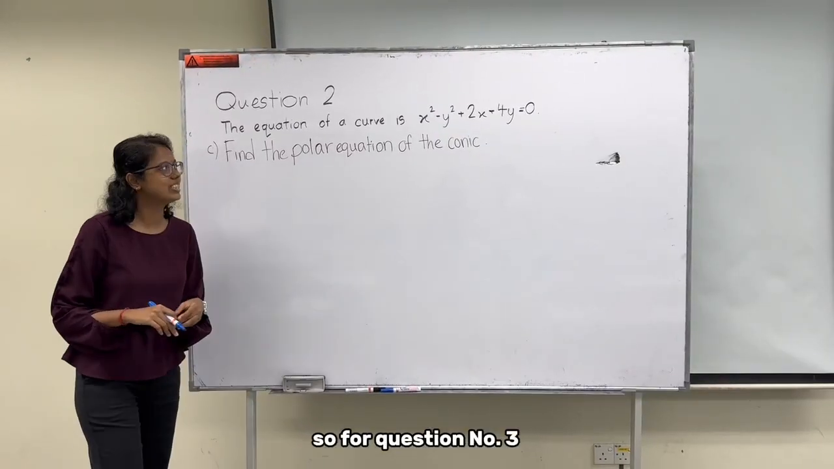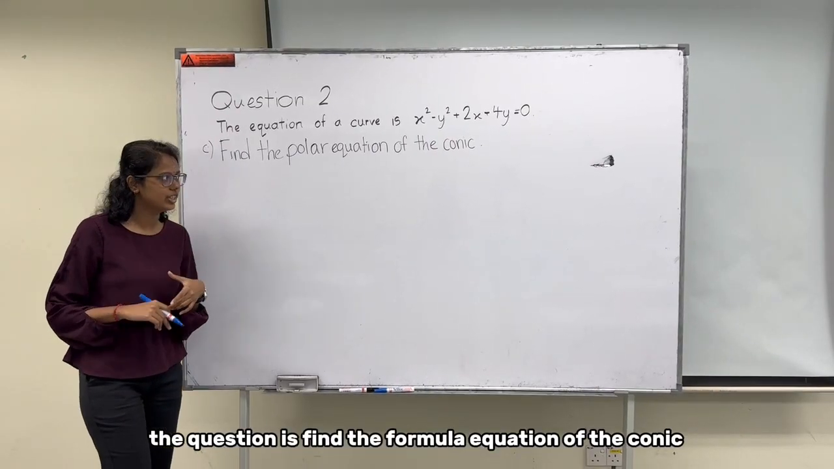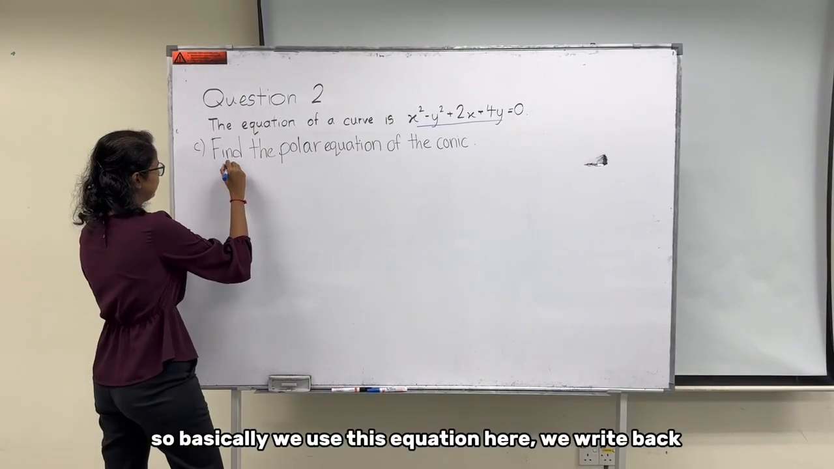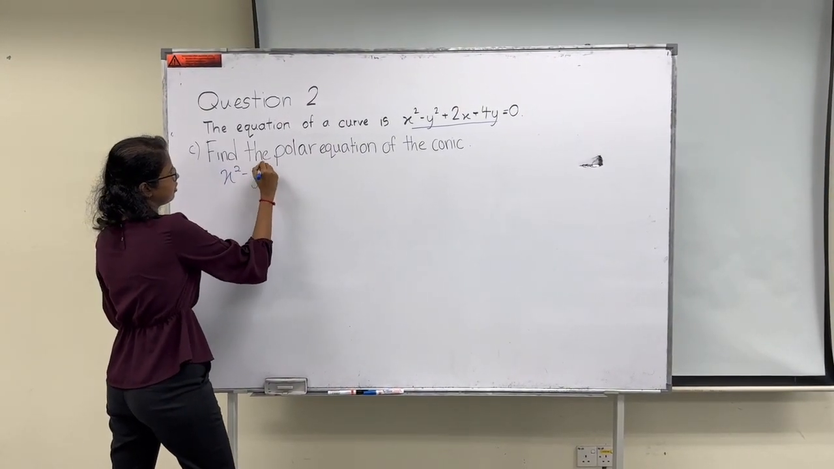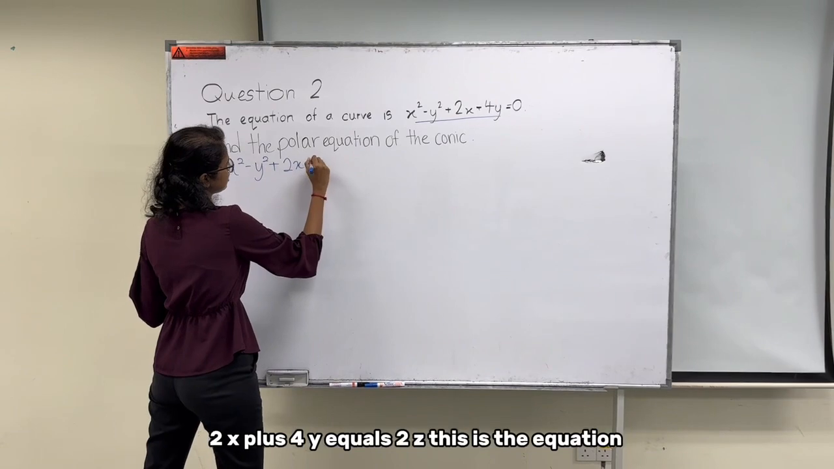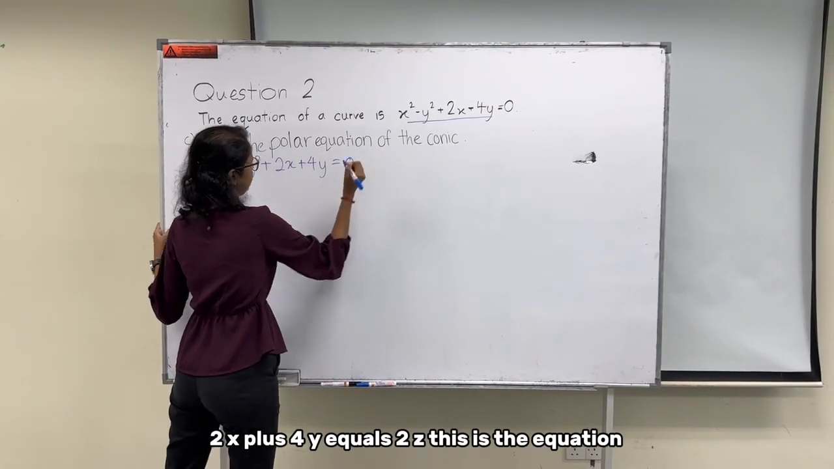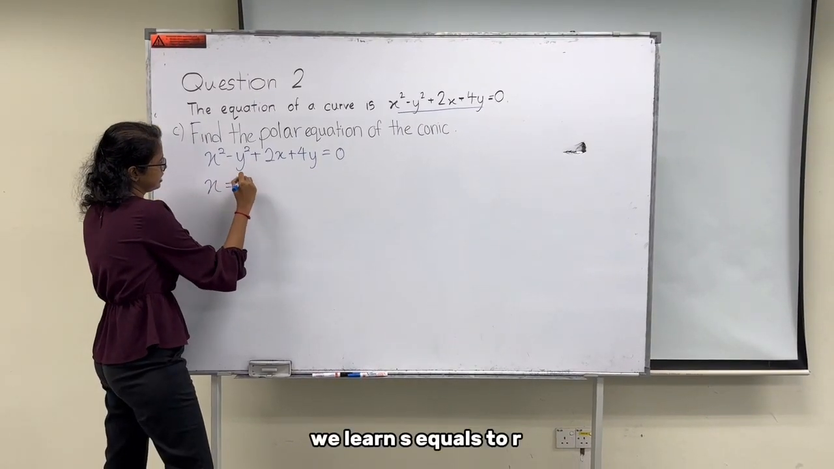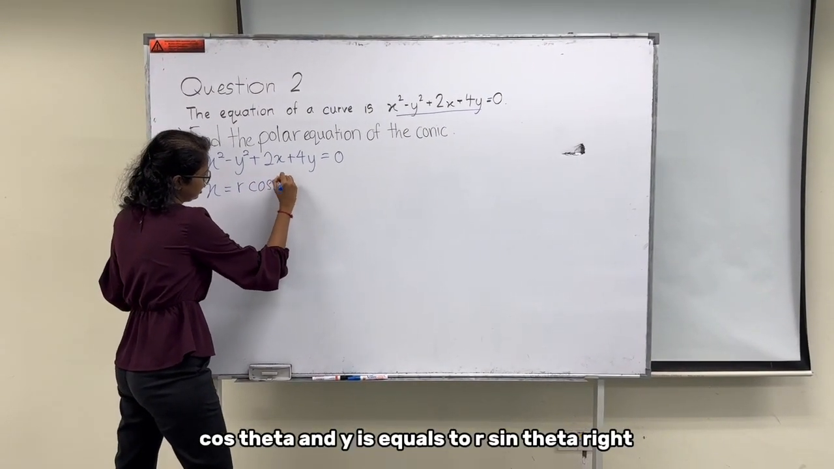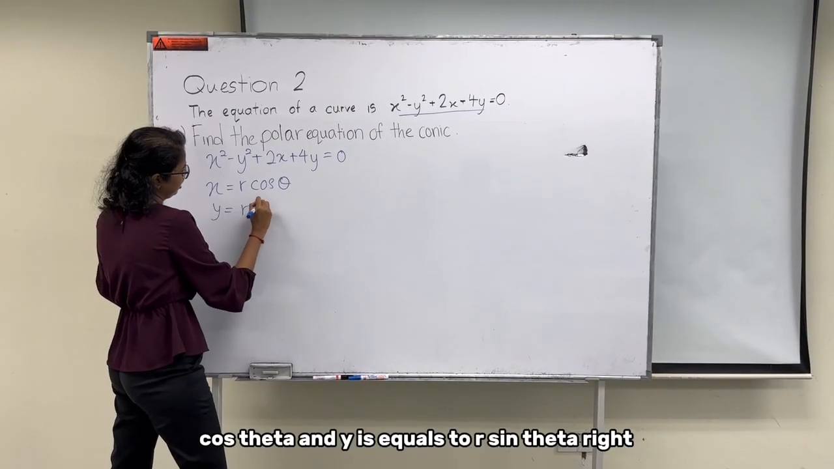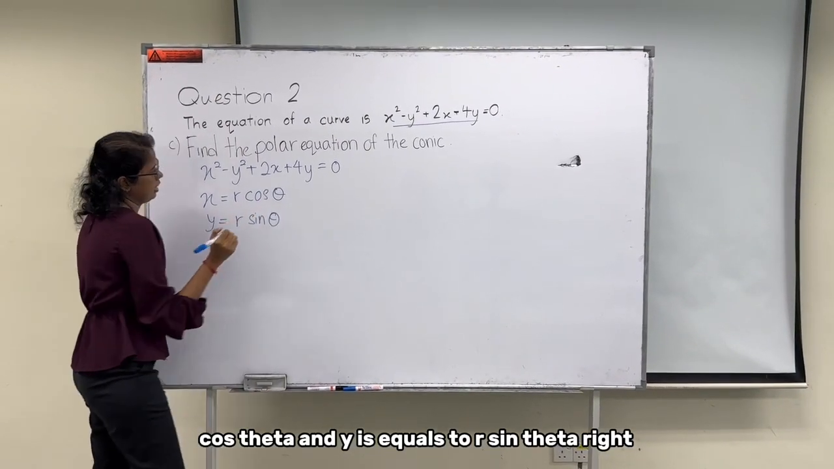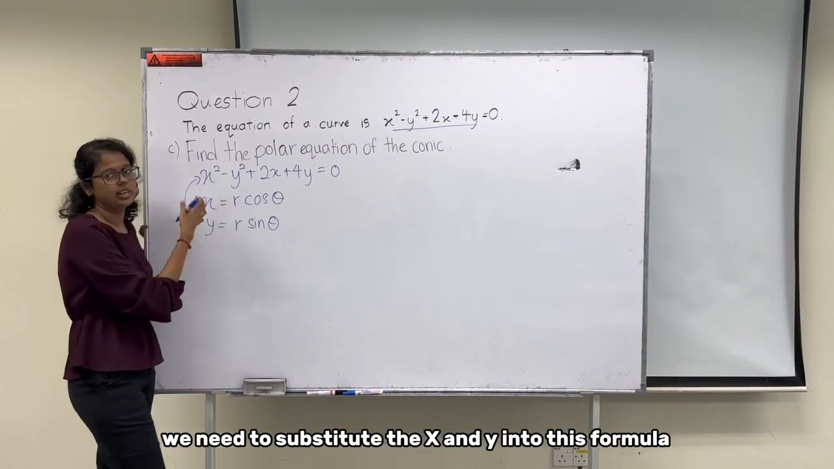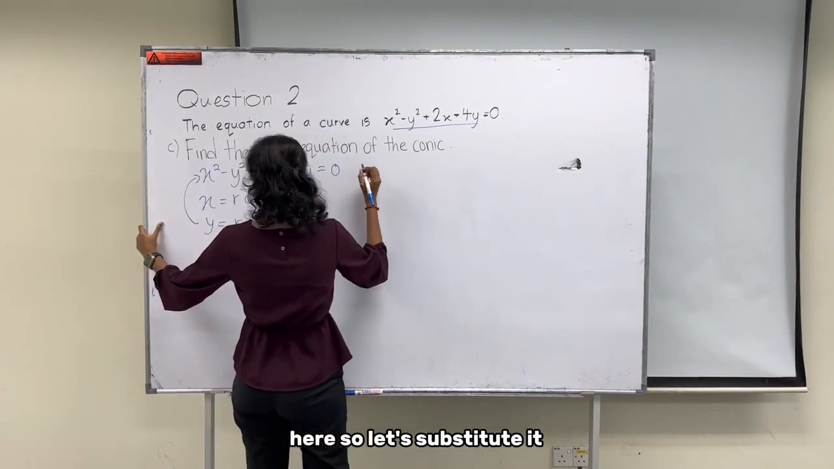Okay, so question number C, the question is find the polar equation of the conic. So basically, we use this equation here, plus 2x plus 4y equals to 0. This is the equation. And as we know for polar equation, x equals r cos theta and y equals r sine theta. Right now we need to substitute the x and y into this formula here. So let's substitute it.